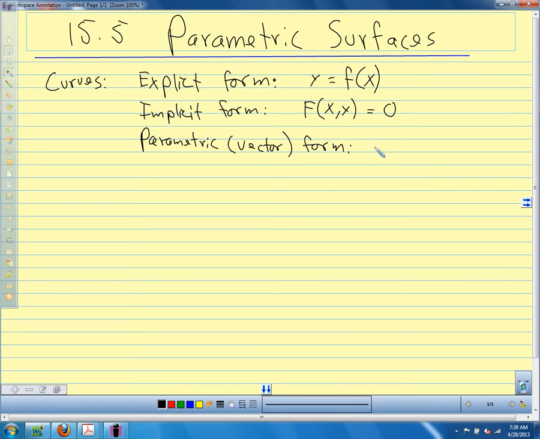Where we had r of t equals some x of t i plus y of t j.